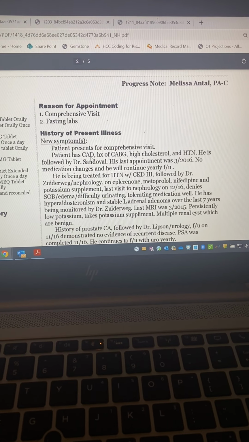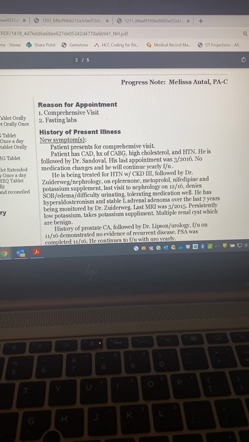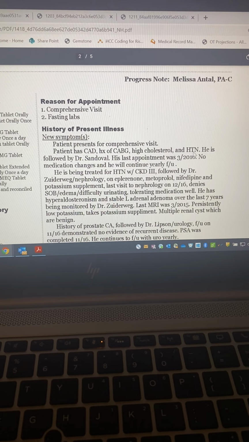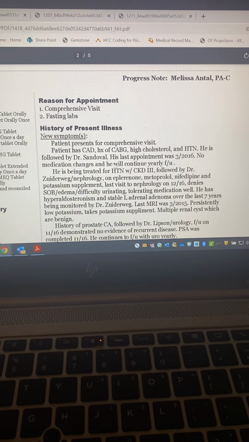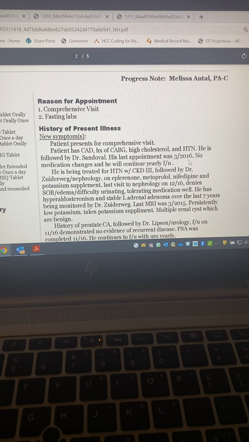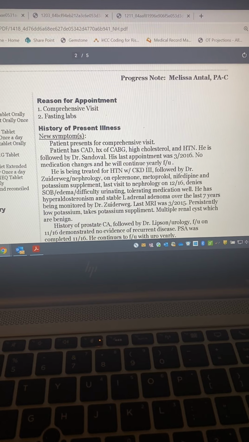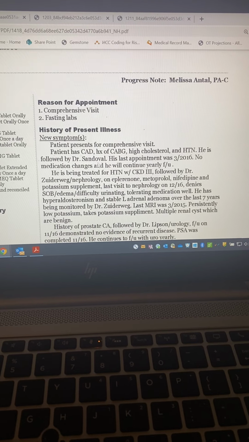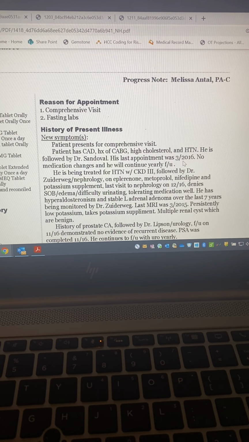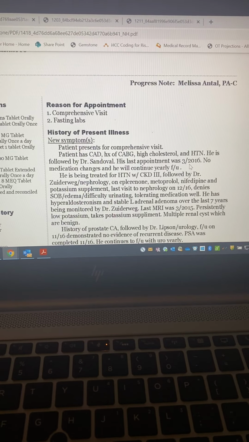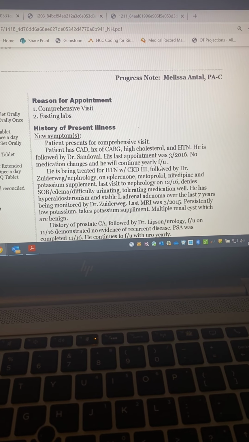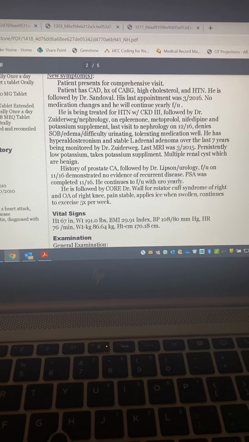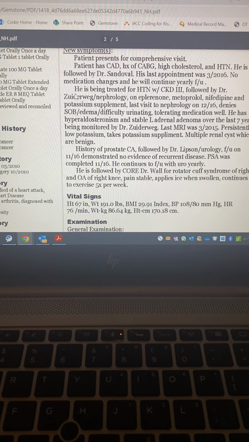So this patient has CAD, which is coronary artery disease, history of CABG, which is a history of the bypass graft. This patient has high cholesterol and hypertension. He is followed by Dr. Sandoval. His last appointment was March 2016, which we know now this is May of 2019. And if you're doing E&M leveling, if the patient has been here within 3 years, then he's not a new patient. No medication changes, and he will continue yearly follow-up. So he's saying there are no medications to be changed. Pay attention to everything. Make sure you thoroughly read the chart. Follow the cursor, and here we go.